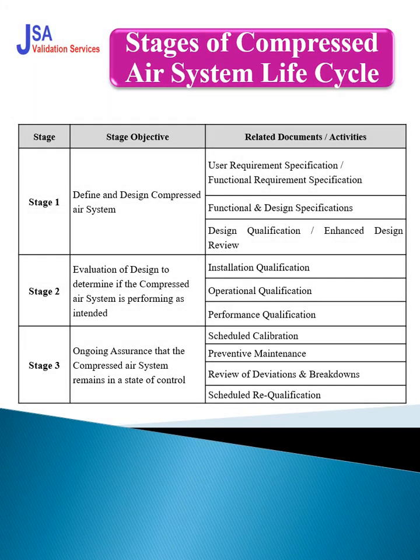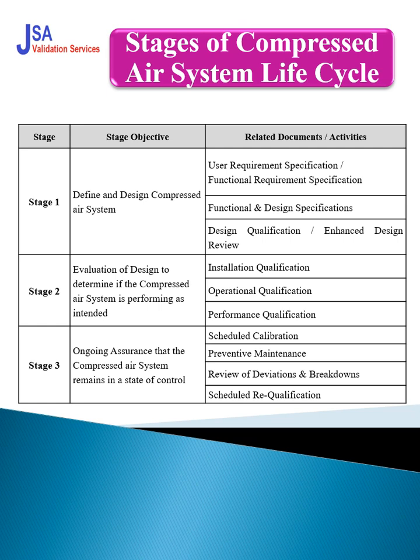We have three stages for the compressed air life cycle as per the US FDA guidelines for the life cycle approach: stage 1, stage 2, and stage 3. Stage 1 is that we have to define the design of the compressed air system. It includes the user requirement specification. We have to define the user requirement specification and functional requirement specification. Then the vendor will provide you the design specification and functional design specification, and we have to review our design document, that is called the design qualification. After approval of the design, stage 2 will begin.